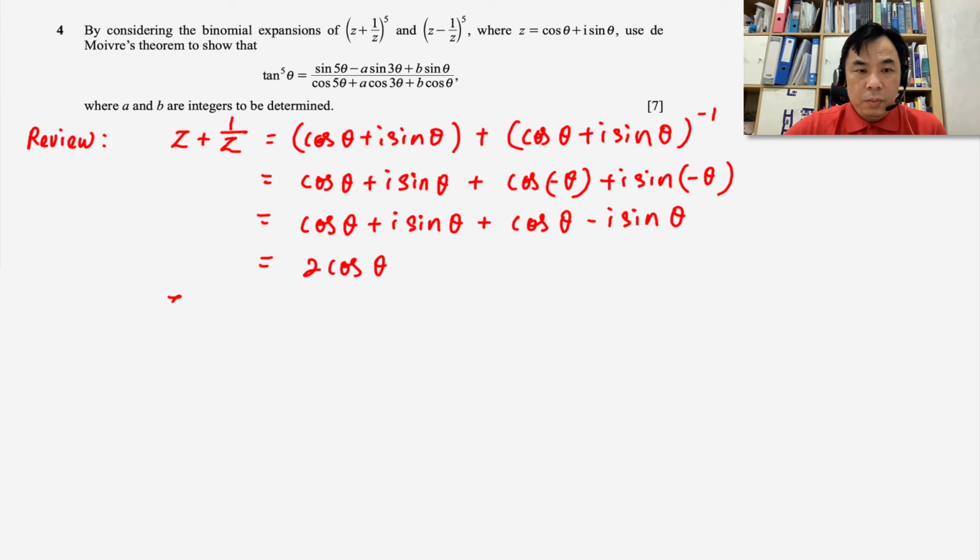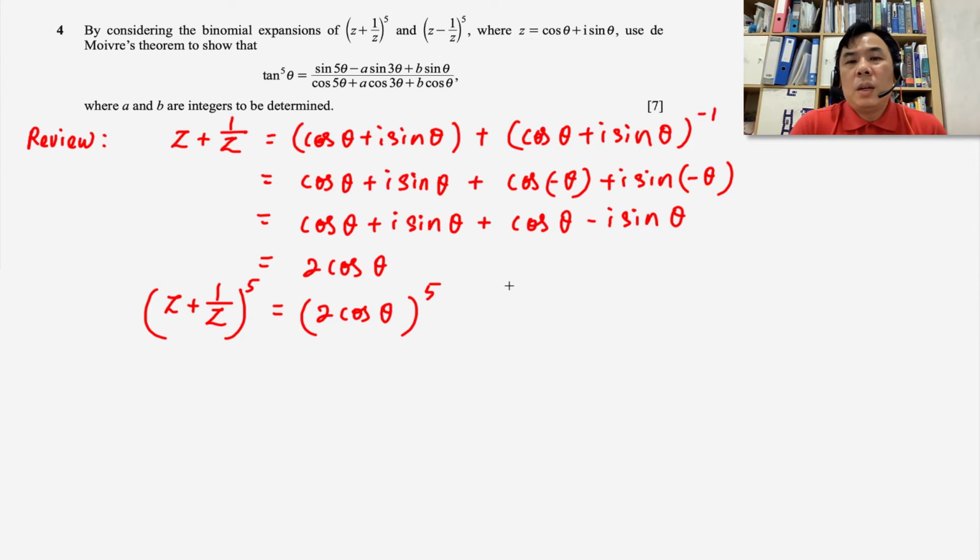Now what if we are going to apply a power of 5 onto that? If you apply power 5 onto that, that would give us 32 cosine to the power of 5 theta here. All right, now that's the first one.